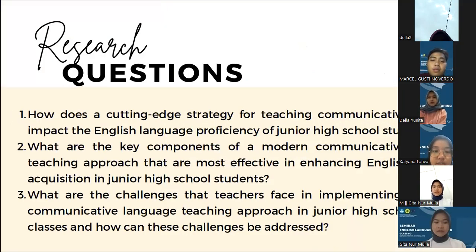For the research questions, the first is, how does a cutting-edge strategy for teaching communicative language impact the English language proficiency of junior high school students? And the second, what are the key components of a modern communicative language teaching approach that are most effective in enhancing English language acquisition in junior high school students? And for the last, what are the challenges that teachers face in implementing a modern communicative language teaching approach in junior high school English classes, and how can these challenges be addressed?